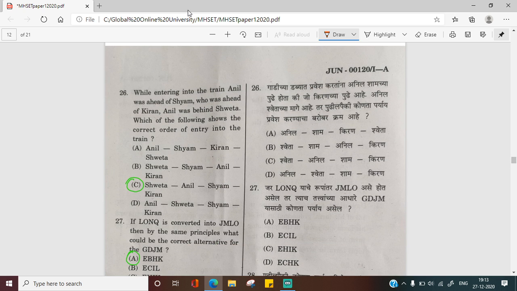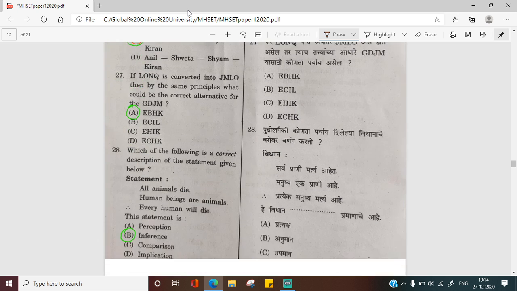While entering a train, Anil was ahead of Shyam. So if Shyam is here, Anil is here, and this is the train. These people are entering. Anil is ahead of Shyam, who is ahead of Kiran. Anil is behind Shweta, so Shweta is here first. So you see the order: Shweta, Anil, Shyam, Kiran. So the right answer is option C to question 26.